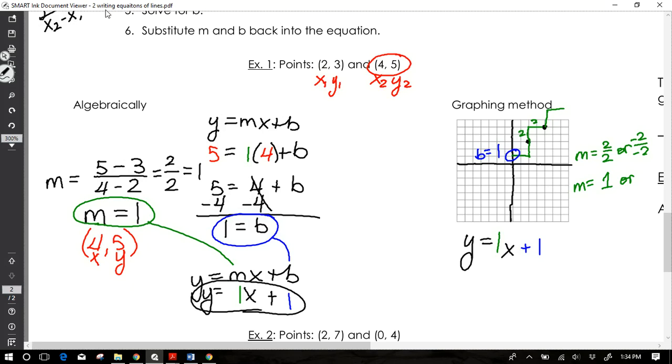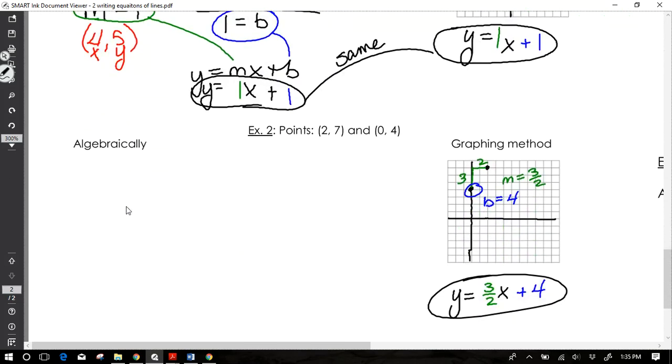And here's the equation I got algebraically. Here's the equation I got using the graphing method. And notice that we have the same line. y equals 1x plus 1. So you can truly do either method. Let's go take a look at example 2.